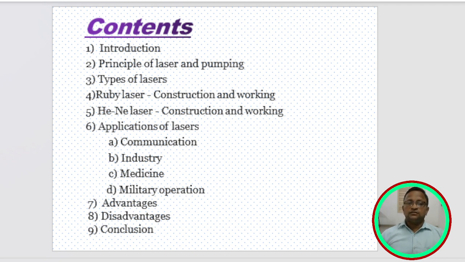Among the types of lasers, especially here we are considering the 3-level laser, with the ruby laser as an example, and the 4-level laser system. Here we are dealing with the helium neon laser. After that, it is followed by the applications of lasers, especially in communications, industry and medicine, as well as military purposes. And the 7th one is the advantages of using lasers, and the 8th one is the disadvantages, and finally follows the conclusion.